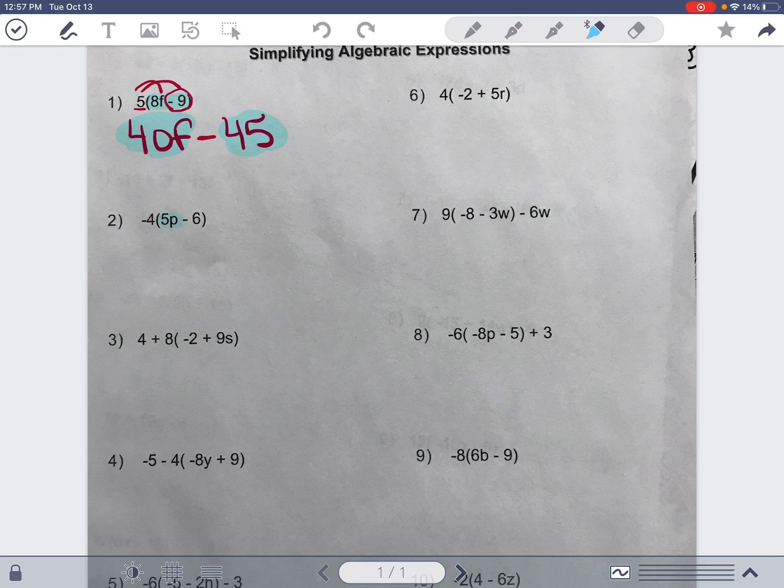Everything inside of parentheses is going to be multiplied by negative 4. So negative 4 times 5p is negative 20p. Negative 4 times negative 6 is positive 24. These two terms cannot be put together because they're not alike. Remember, like terms have the same variable with the same exponent.